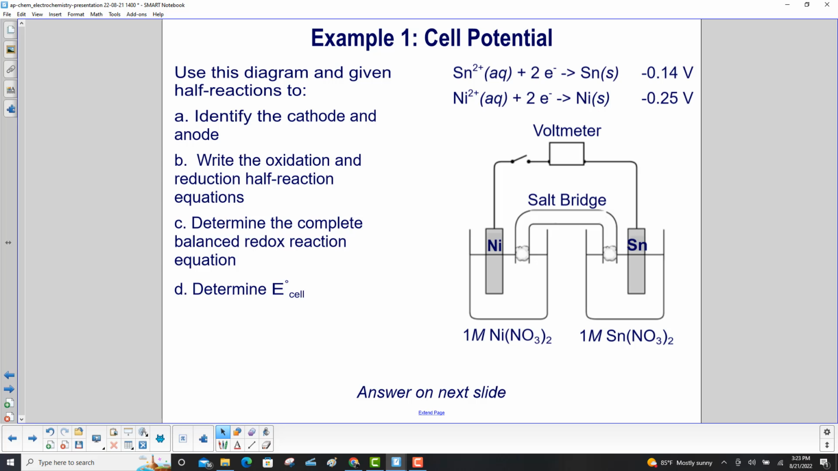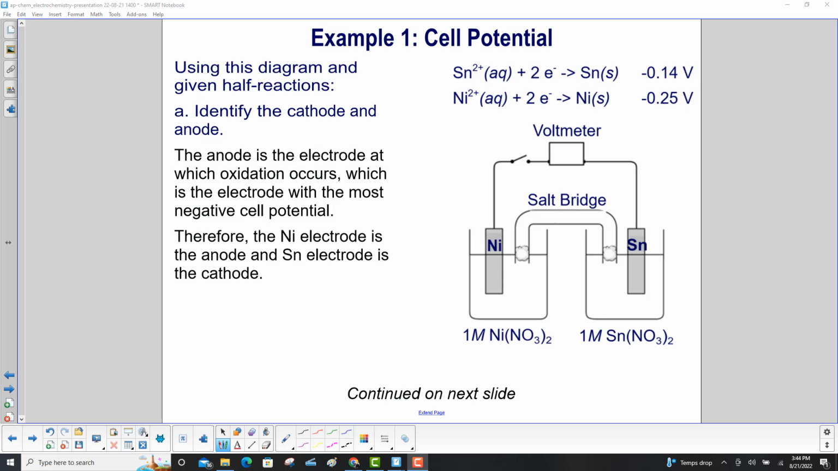Let's work an example. Use this diagram and the given half reactions to A. Identify the cathode and anode, B. Write the oxidation and reduction half reaction equations, C. Determine the complete balanced redox reaction equation, and finally determine E0 cell. Identify the cathode and anode.